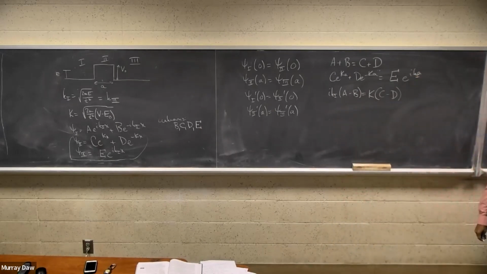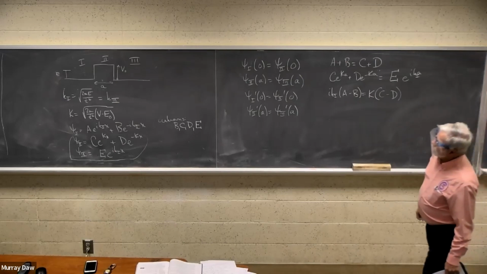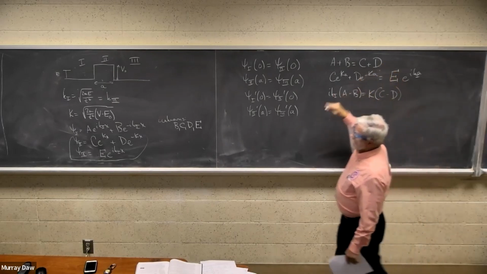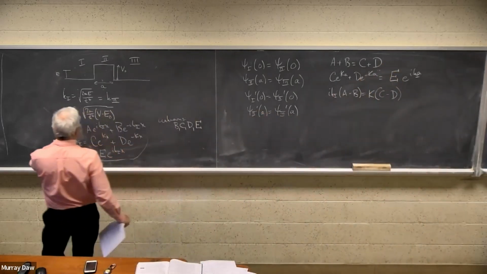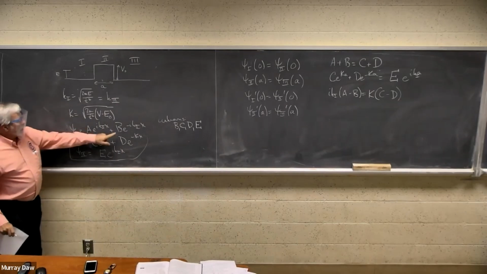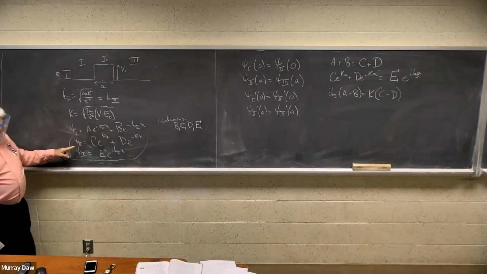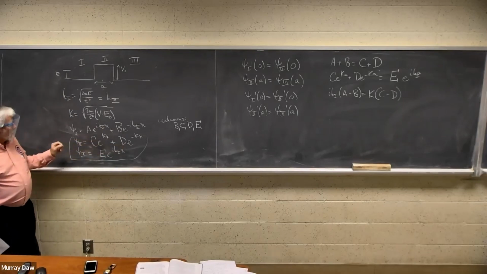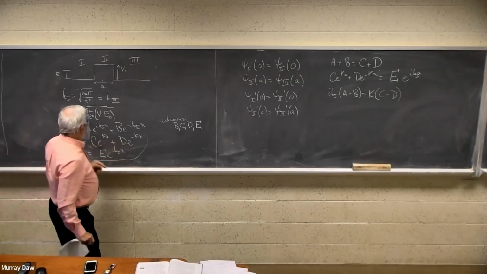Sorry. So then is it not A plus B equals C plus D, but instead C plus D equals E? You're looking at this one? Yeah. If we set x equal to 0 here, we just get A plus B. If we set x equal to 0 here, we get C plus D. So I don't understand your process for the next line then. C plus D equals E then.